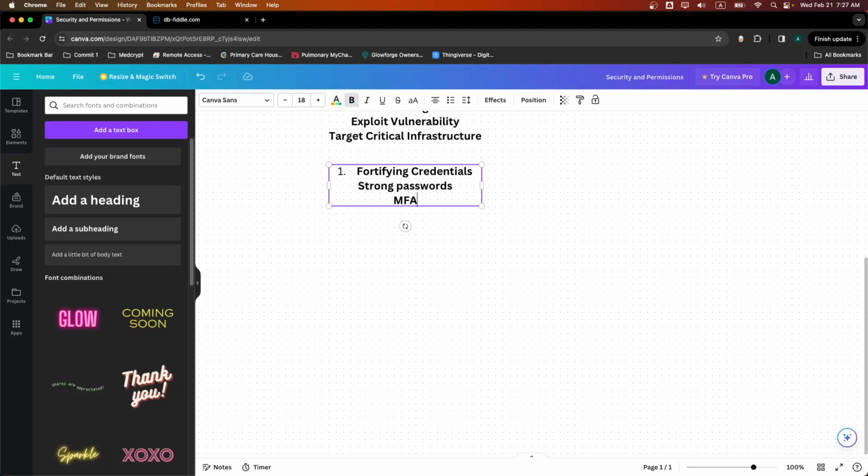Another thing when it comes to fortifying credentials is the concept of least privilege. What it means is assigning users the minimum level of permissions they need to perform their tasks. Although they have the strong password and the MFA, the user should have only those privileges that they are supposed to have.